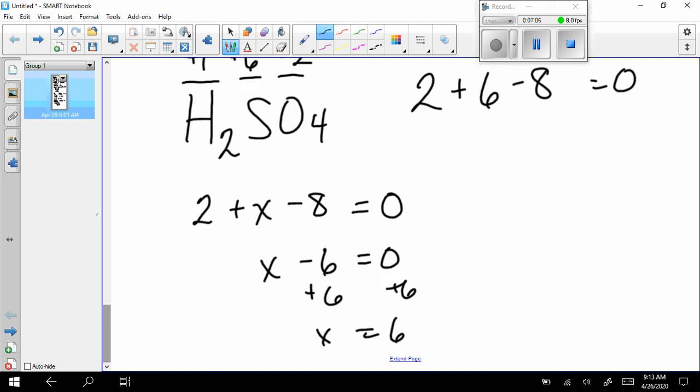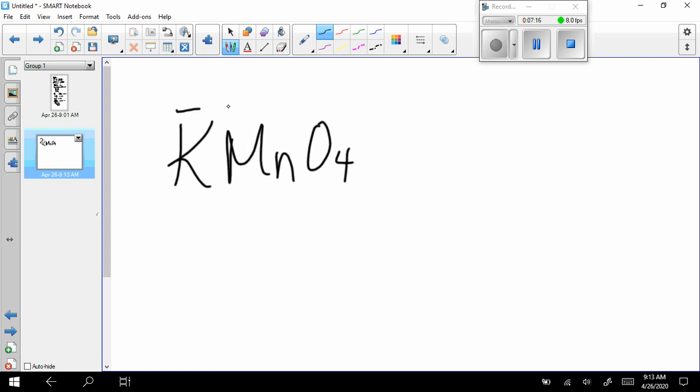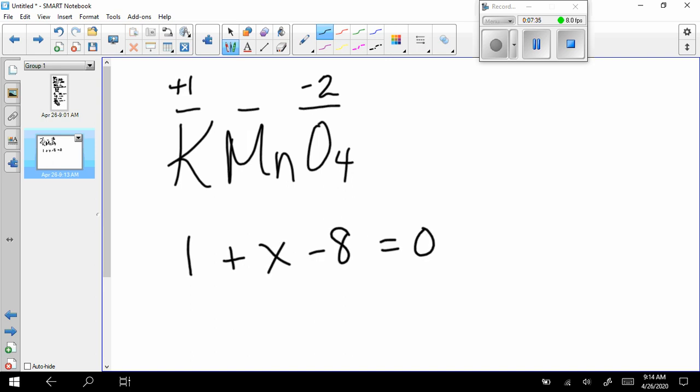Let's do a couple more of these just to practice. Let's do KMnO4. So I know that I want to find these 3. I know K is a +1. I go look on the periodic table, and the only thing that K can be is a +1. And O is a -2. So Mn will be my X. And I only have 1 K, so that's 1. Plus, I only have 1 Mn, so 1 X. Minus 8 equals 0. So that tells me this has to be a +7.